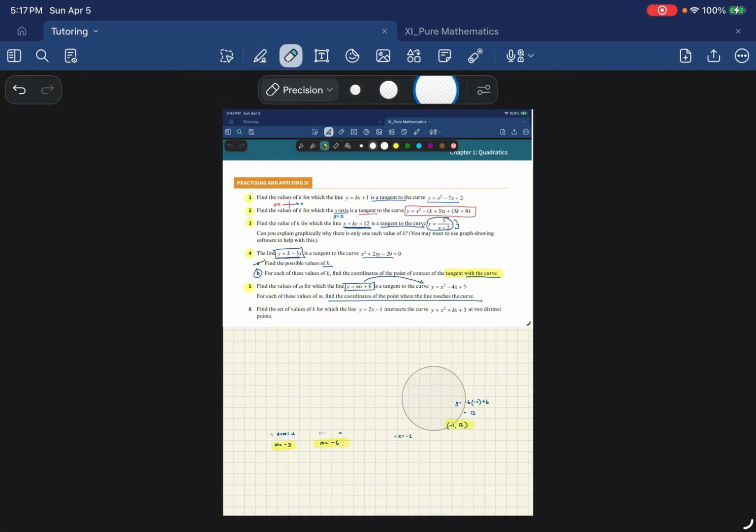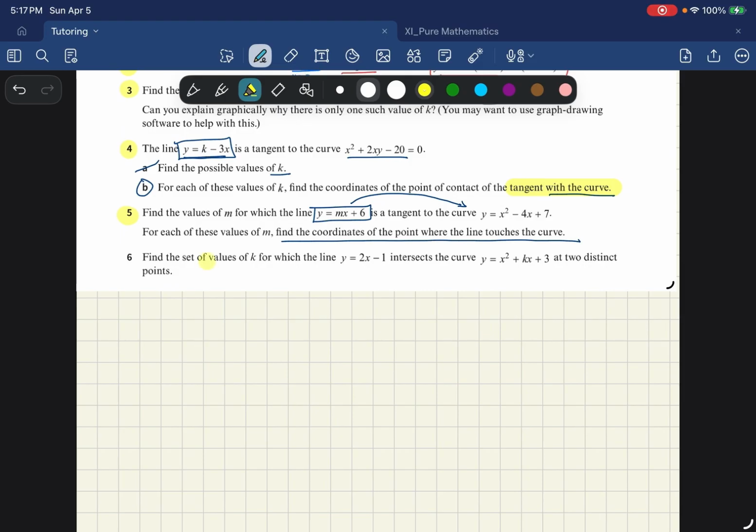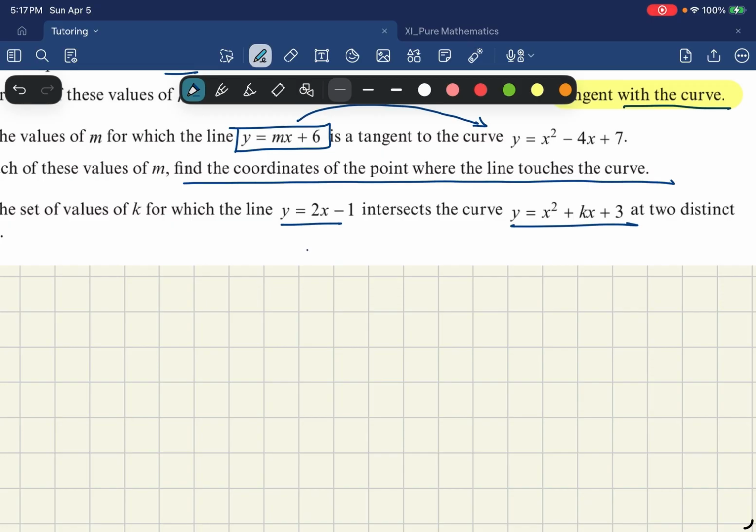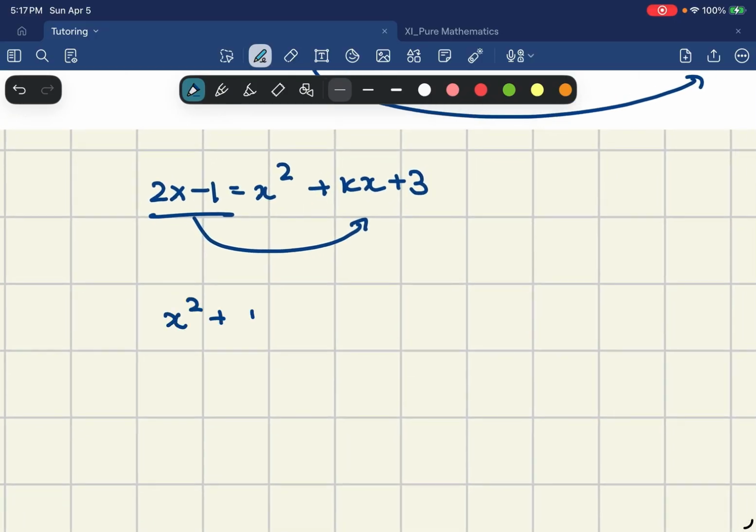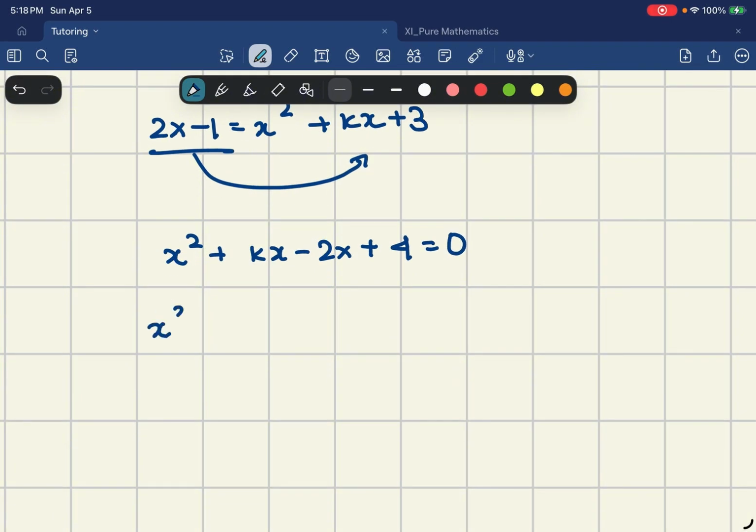Question 6. Find the set of values of k for which this line intersects this curve at two distinct points. So we want to substitute this information here. So 2x minus 1, that is y, is equal to x squared plus kx plus 3. And now if I move these terms to the right-hand side, I get x squared plus kx minus 2x plus 4 equals 0, right? I'm not sending the terms; I'm adding 1 and subtracting 2x on both sides. So I get x squared plus (k minus 2)x plus 4 is equal to 0.